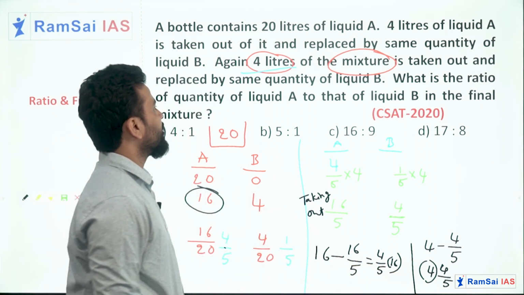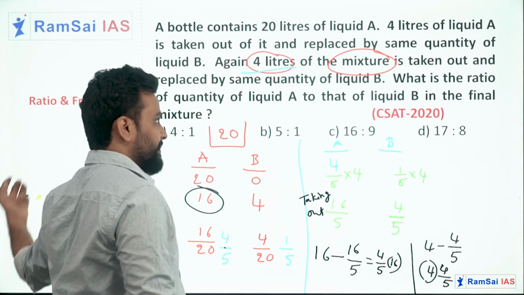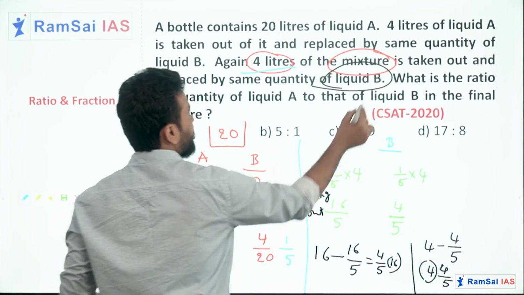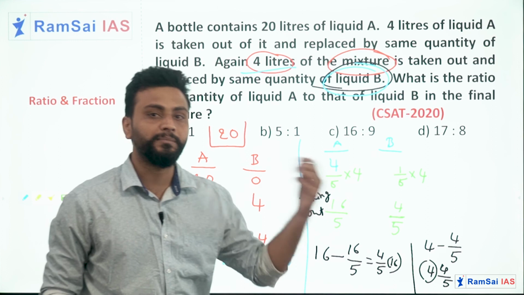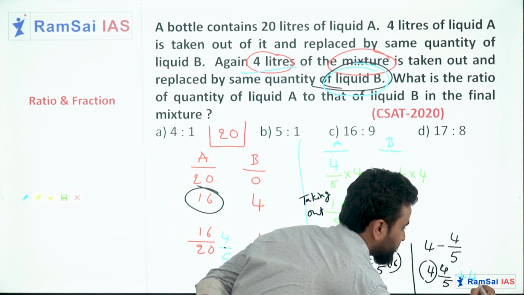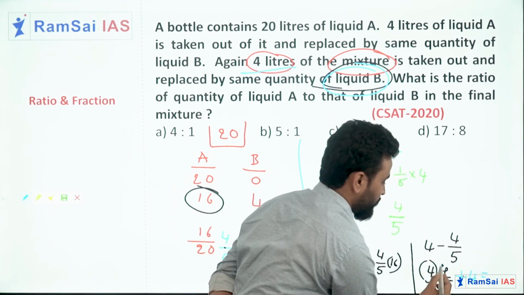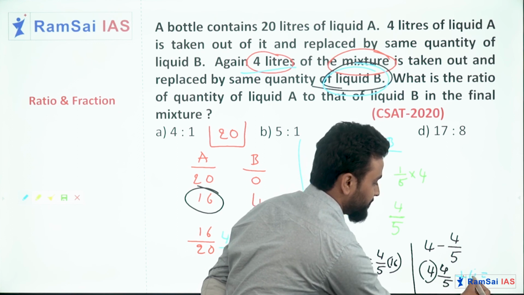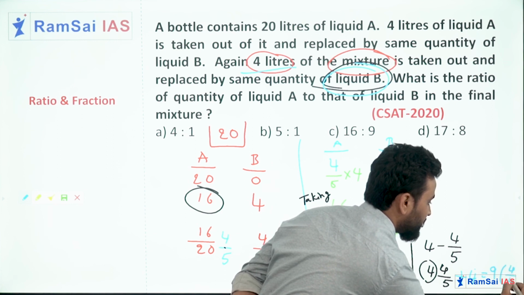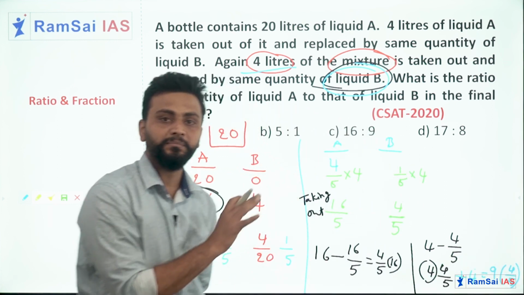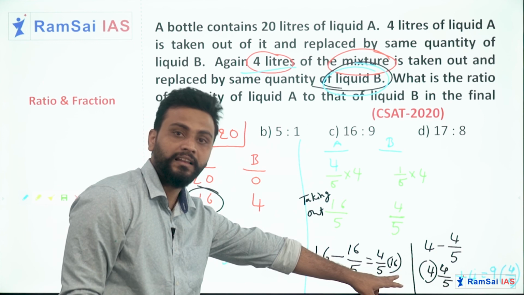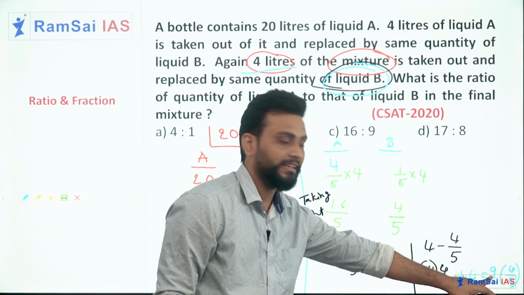Now, what happened? After taking out the 4 liters of mixture, we are replacing it with quantity B. So, here quantity B will be added. How much quantity will be added? 4 liters. So, 4 liters will be added to this. So, in total it will be 4 of 4 by 5 plus 4. How much will it be? 5 plus 4, 9 of 4 by 5. Yes or no? This is the ultimate mixture we have, and in that we have 4 by 5 of 16 liquid A, 4 by 5 of 9 liquid B.